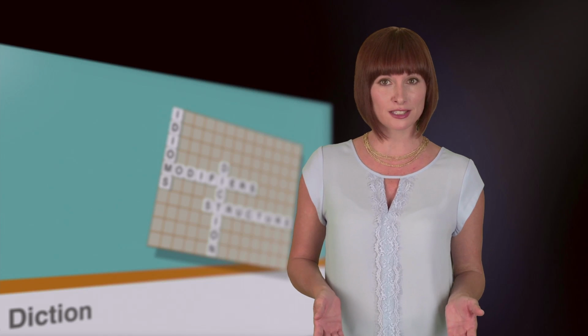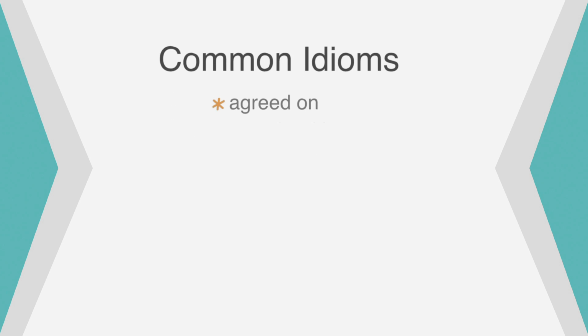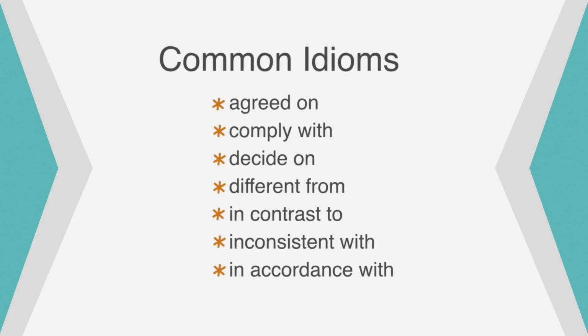In this lesson, we'll go over some of these, as well as diction errors that are typically tested on the SAT. Some common idioms that you might see on the test include agreed on, comply with, decide on, different from, in contrast to, inconsistent with, and in accordance with. The SAT will test sentences that pair words with the wrong preposition, something like comply to instead of comply with. Let's take a look at an SAT problem.